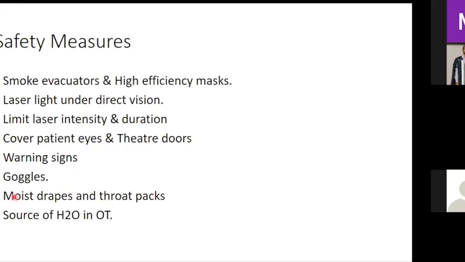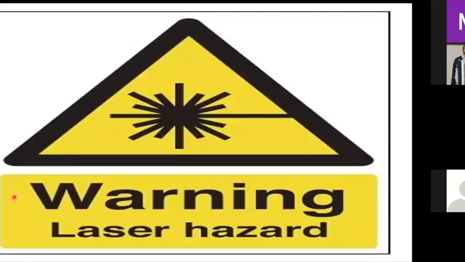And then there must be a source of water in the theater, like a bucket next to the patient, for example. So this is a warning sign for laser. It's something that we could have whenever they're working with laser. We put this outside the theater.